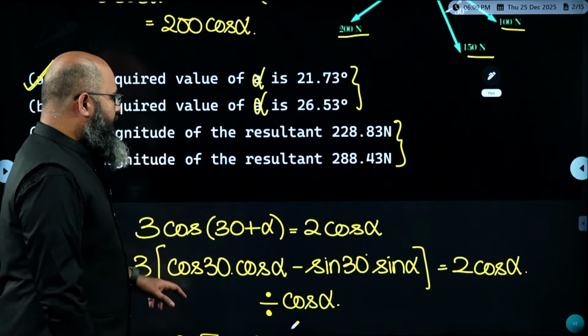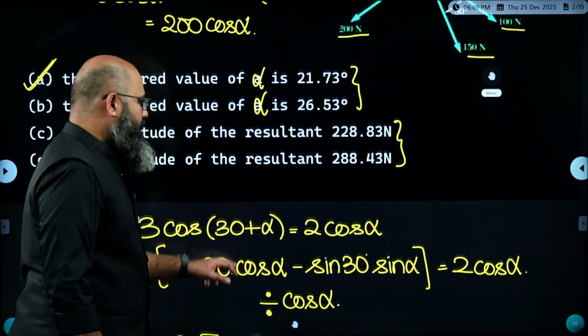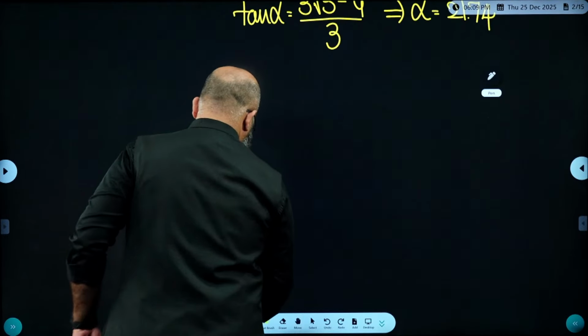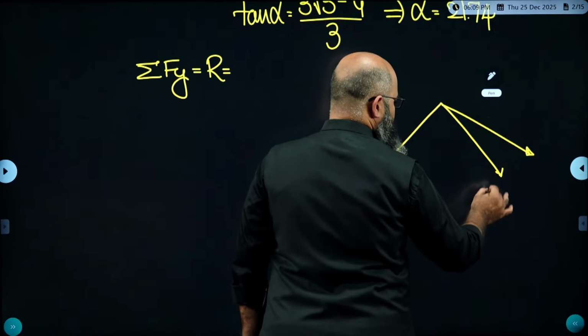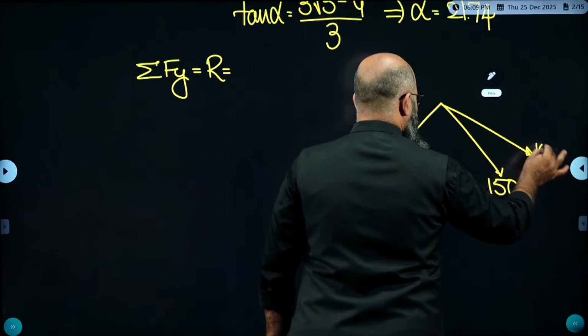Next, we have to identify the magnitude of resultant. The resultant over here is basically vertical force. So I can calculate the resultant as summation of Fy. If you recall, the forces were something like this. There were 3 forces. This was 200, excuse my handwriting, this was 150 I believe, and this was 100. This over here was 30 degrees. I'm not drawing to scale. This is the alpha value 21.74, and this again is alpha value 21.74 degrees.